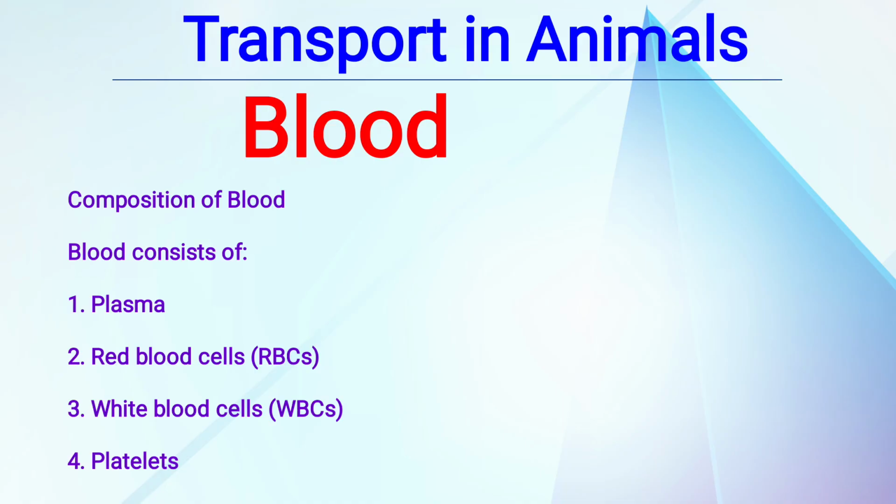And then we have the blood, which is the third aspect. We've talked about the heart, we've talked about the blood vessels, and this is blood, which is the last aspect of the transport system in animals. And what are the components of blood? Blood consists of, number one, plasma and red blood cells. We have white blood cells and the platelets. Let's see how each one functions.